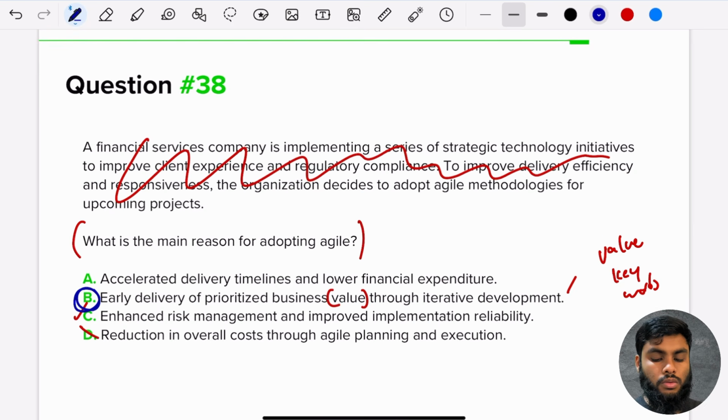Value is a good keyword, but remember that you want to read everything before selecting it.